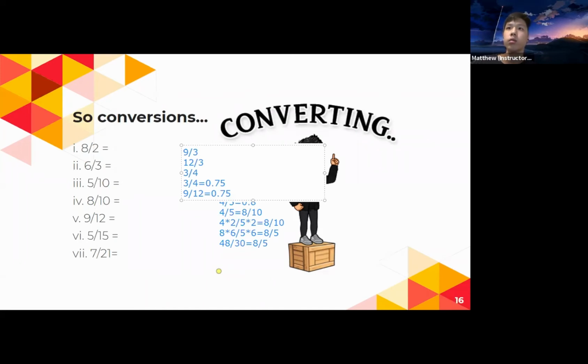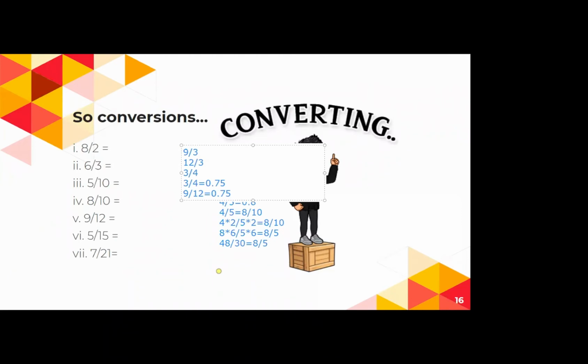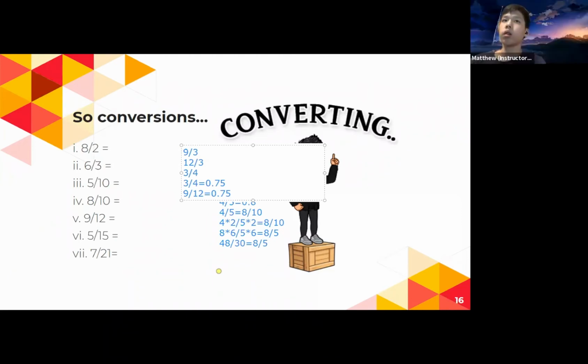All right. So now my question to you. What is question 6's answer, where it's 5 over 15? What is the simplified fraction of 5 over 15? One third. Correct. What about 7 over 21?